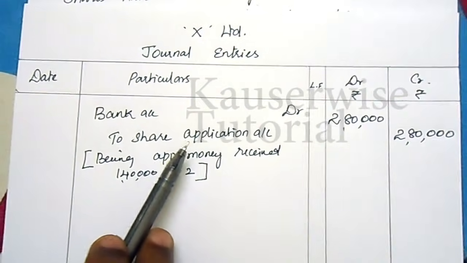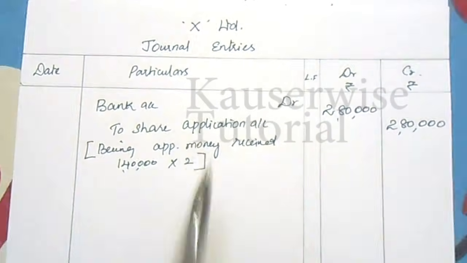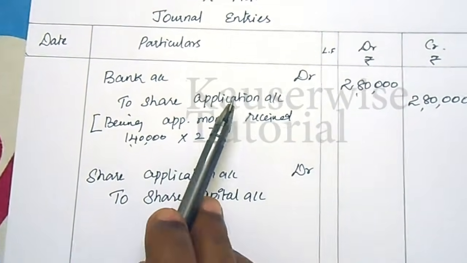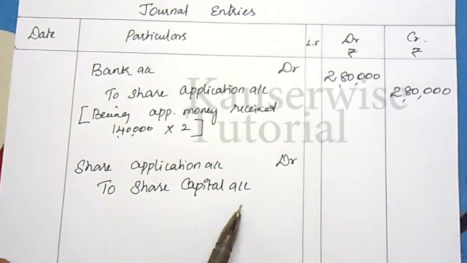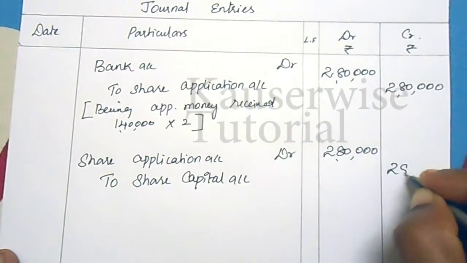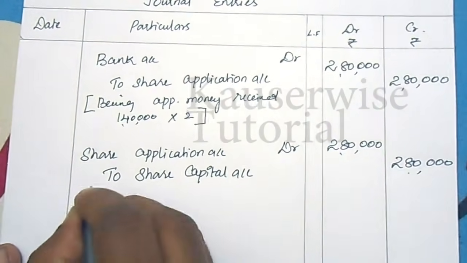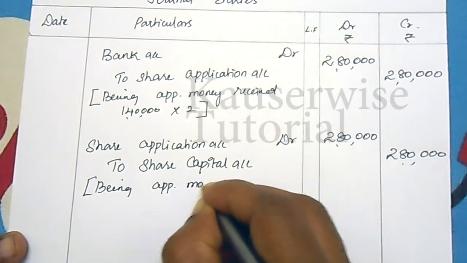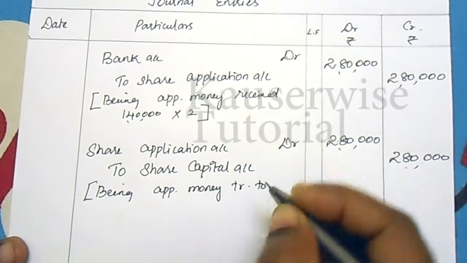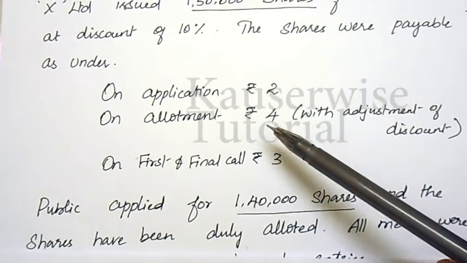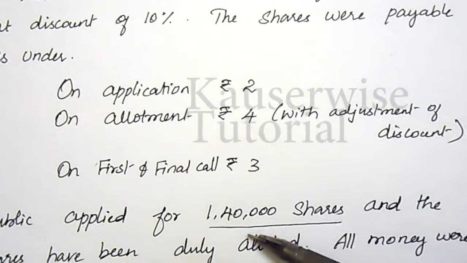After receiving application money, the next entry is to transfer the application money to share capital. Entry for the transaction is share application account debit to share capital. The entire application money is transferred to share capital. How much? 2,80,000. Being application money transferred to share capital. The second one is on allotment, where the company can receive 4 rupees for each and every share.